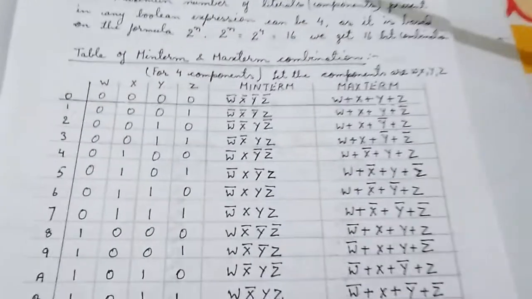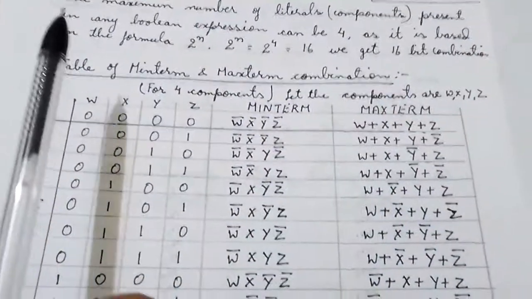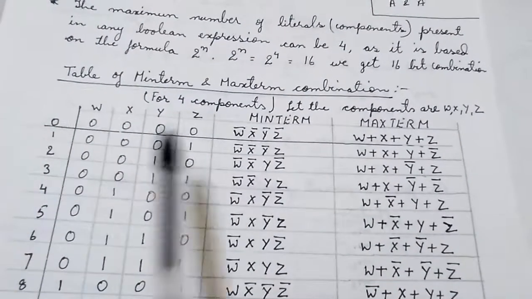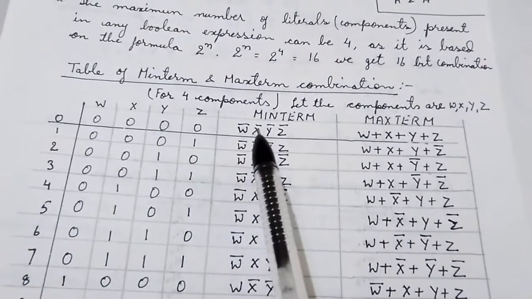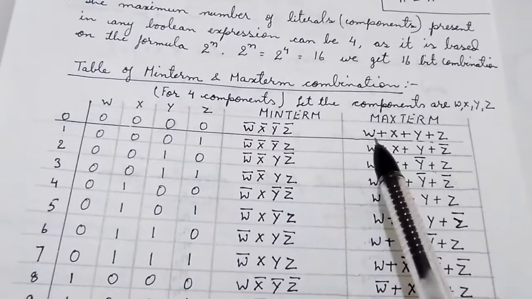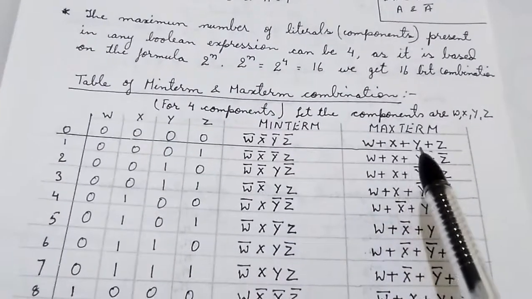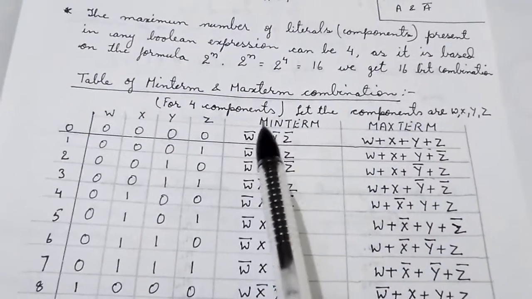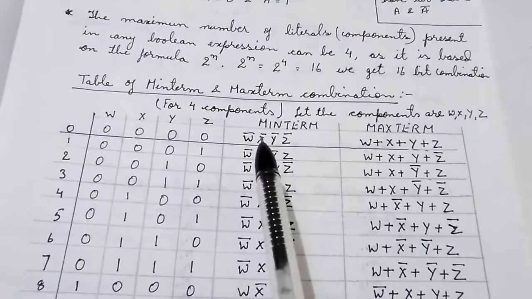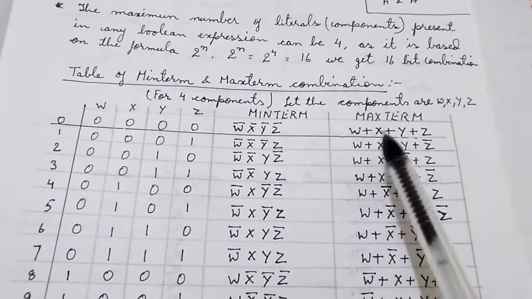Now the min term of this. Pay attention. In min term, as we have learned, 0 is the bar. So we see here w bar, x bar, y bar, z. Now the max term is a sum of literals, while min term is a product of literals. So in product there is a multiplication, that is a dot working out here, and there is a plus over here.